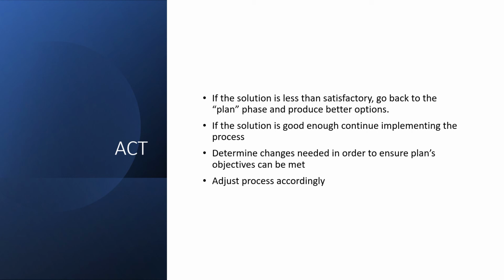So if the solution is less than satisfactory or it is not giving good results, then you need to go back to the plan phase and we need to adjust the process accordingly. If the solution is good enough and it is yielding good results, then we need to continue implementing it. However, we need to try to improvise the process further in order to ensure continuous improvement.